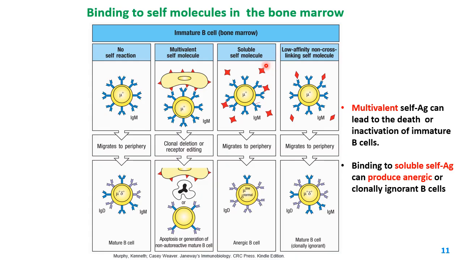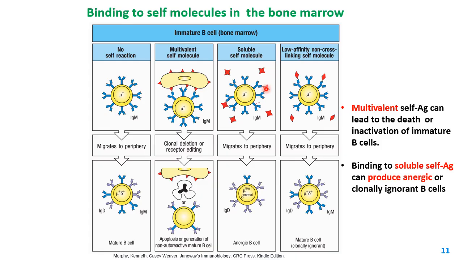Still in the bone marrow, if you have little antigens that are self-antigens floating in the extracellular fluid space, and those soluble antigens are capable of interacting with your IgM, then this is not going to trigger death of your B cell. If you have soluble antigens, you're going to give one signal to your IgM, and that is not going to trigger apoptosis.